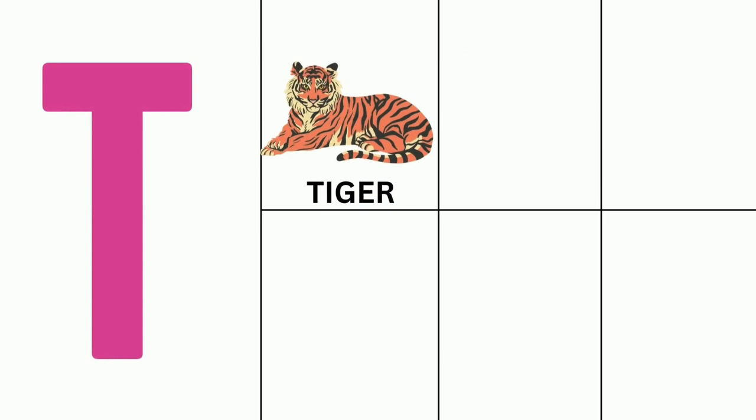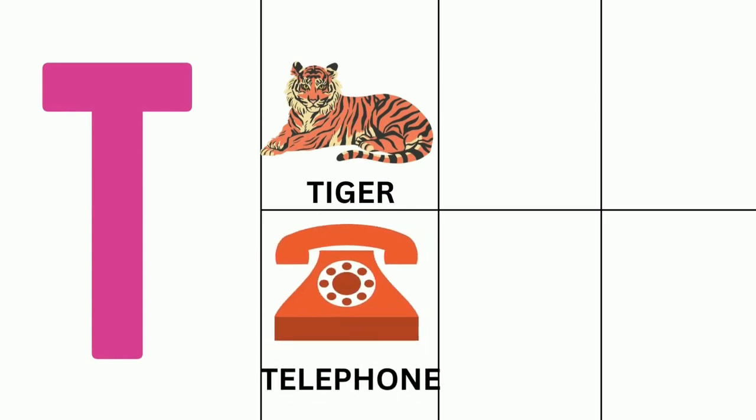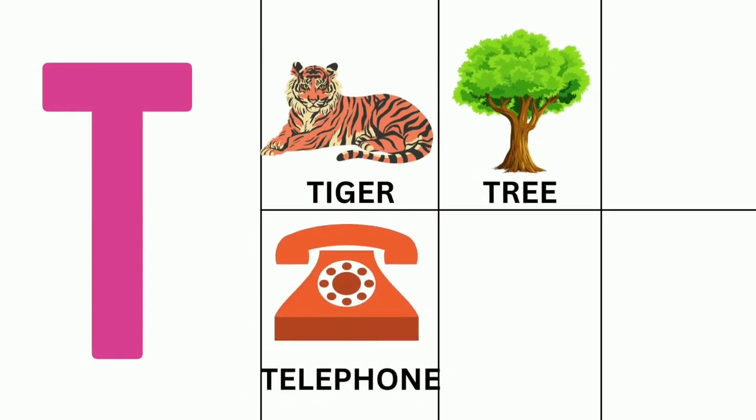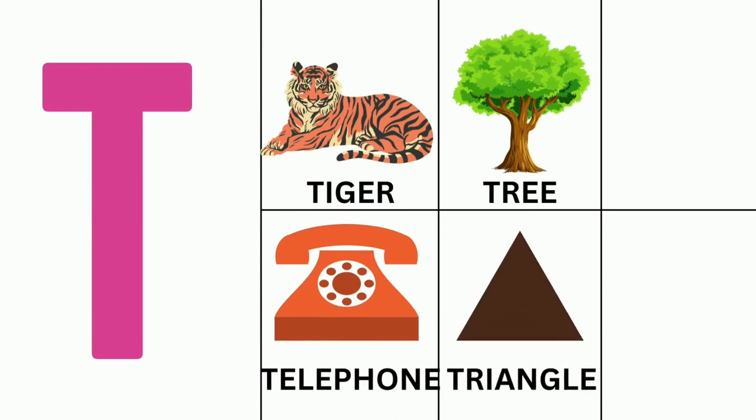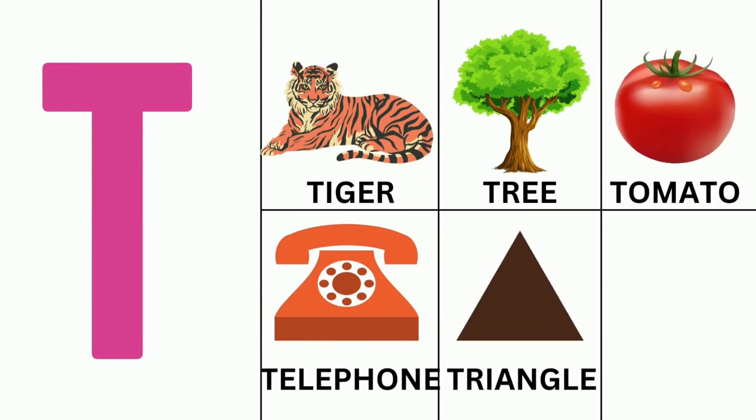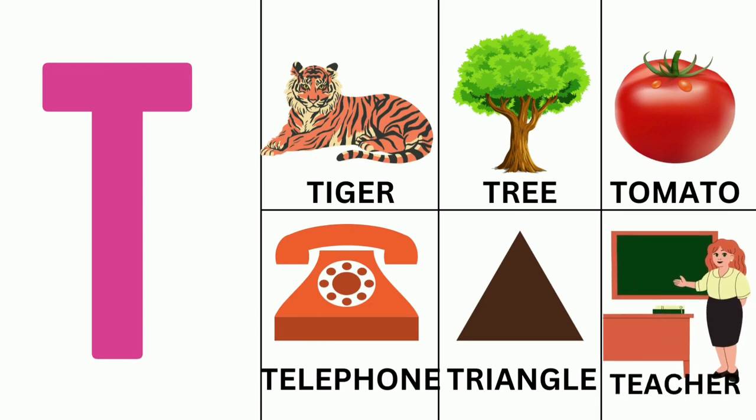T. Let's learn the words that start with T. T for tiger. T for telephone. T for tree. T for triangle. T for tomato. T for teacher.